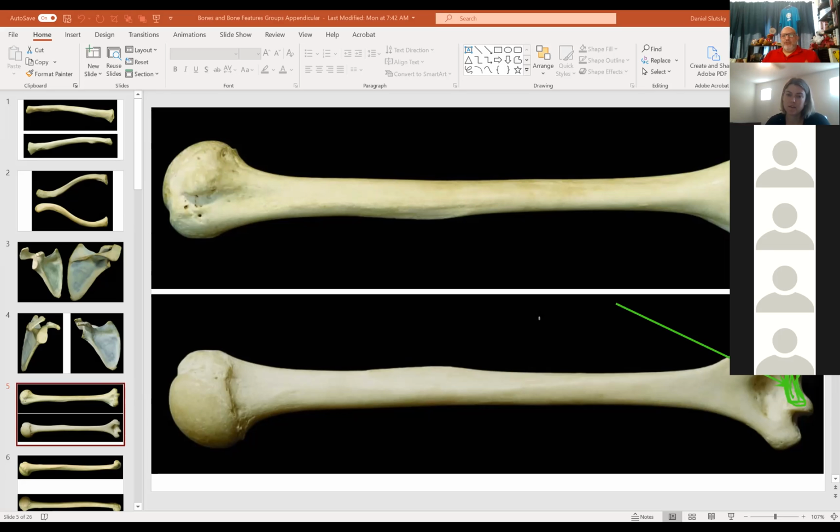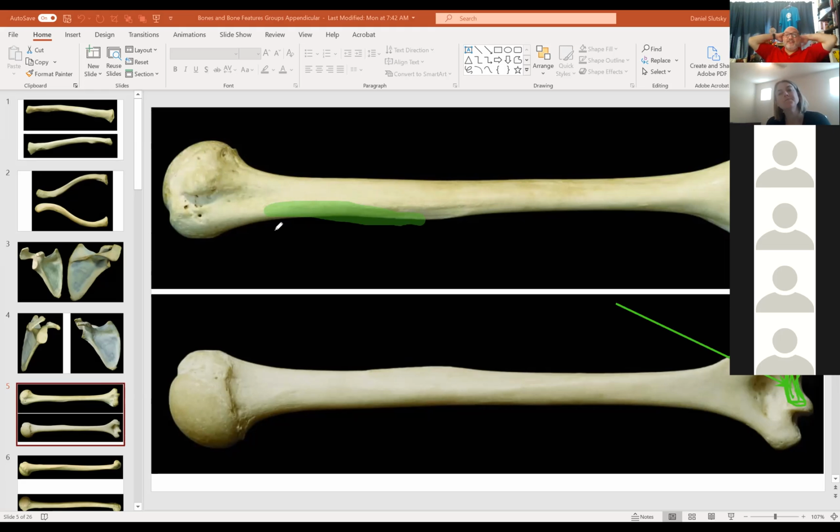So the only relationship you need to know with these bone features are the ones that are forming joints. The other functions I don't care about yet. When we get to the muscles, do you need to know that the deltoid muscle inserts into the deltoid tuberosity? Absolutely. But for this exam, you just need to know that this roughened up patch right here on the lateral aspect of the bone is the deltoid tuberosity.